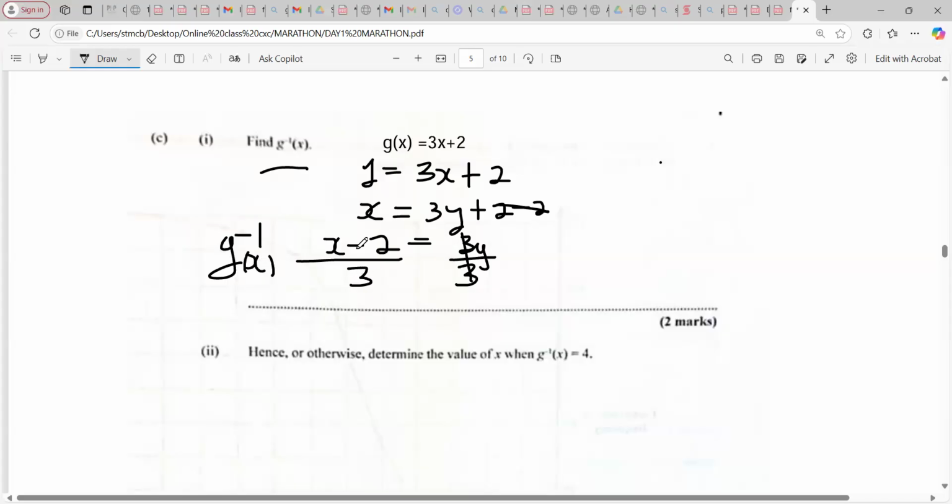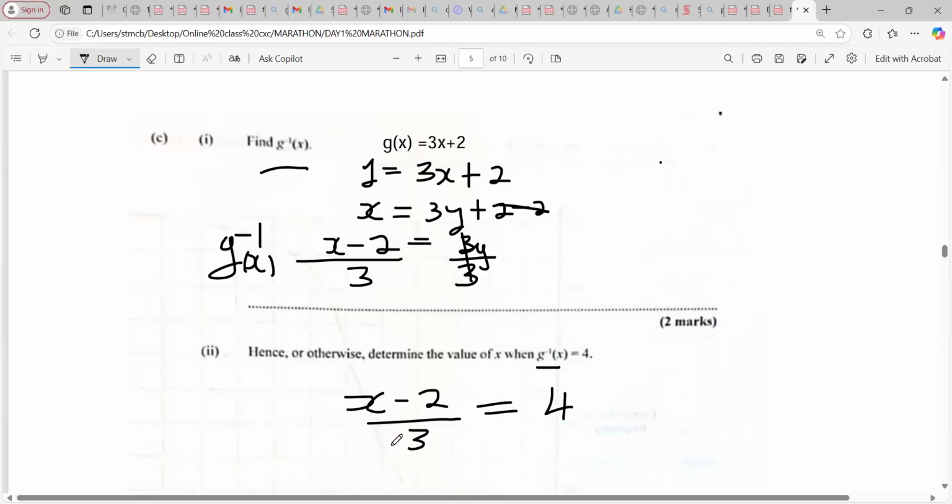So what that means is you equate it to 4, because this is g f inverse, right? You want to find out which value of x will give 4. So all we have to do is equate it to 4. So it'll be x minus 2 over 3 equals 4. And then now you can solve it from there.